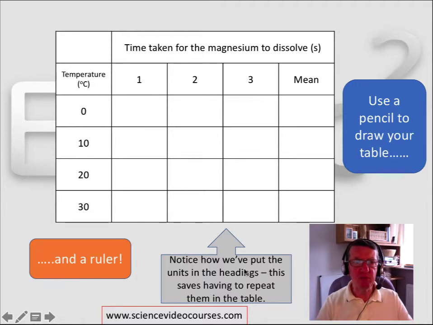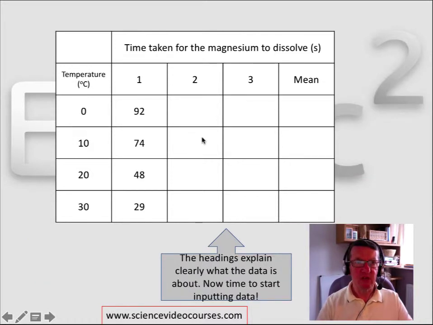Okay. Notice how we put the units in the headings. This saves having to repeat them in the table. So seconds here for time taken, degrees Celsius here for temperature. We do not have to put those units anywhere else in the table once they've been in the headings. Headings also clearly explain what the data is. The temperature, time taken for magnesium to dissolve, very clear, and we can now start putting in our data as we have done here for the first set.